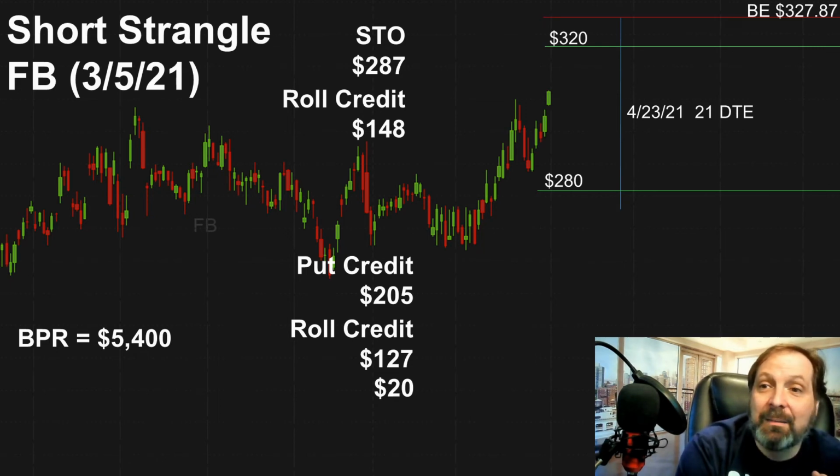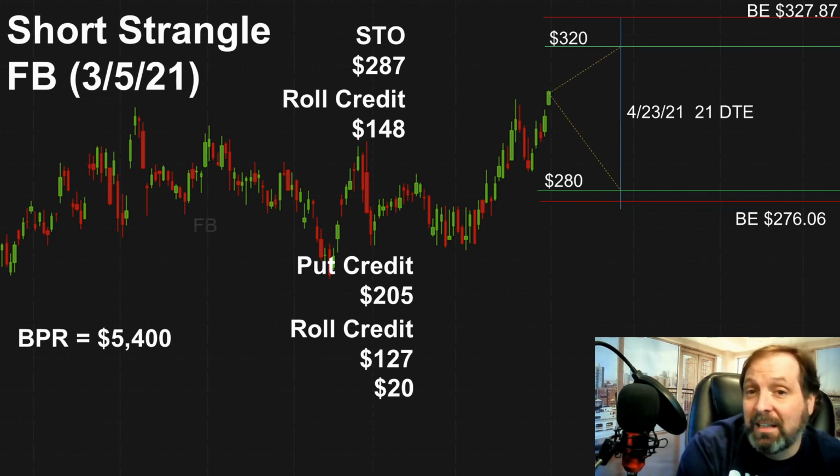So I had a new break even on the top side of 328 roughly and a new break even on the bottom side of 276 roughly. And I'm pretty happy. It's going to stay in this triangle. Everything should be great. We're going to move forward and see how the next 21 days go.